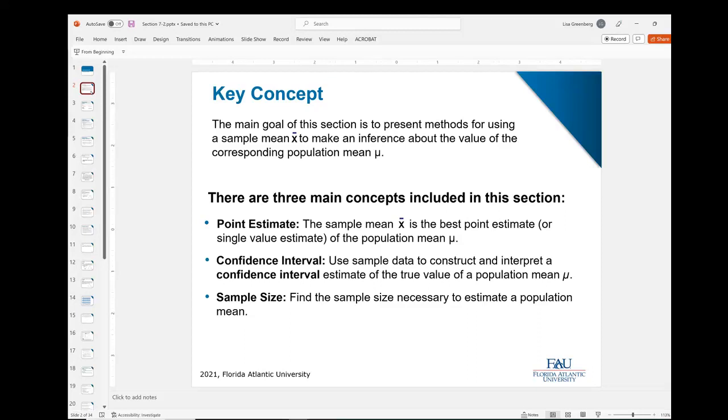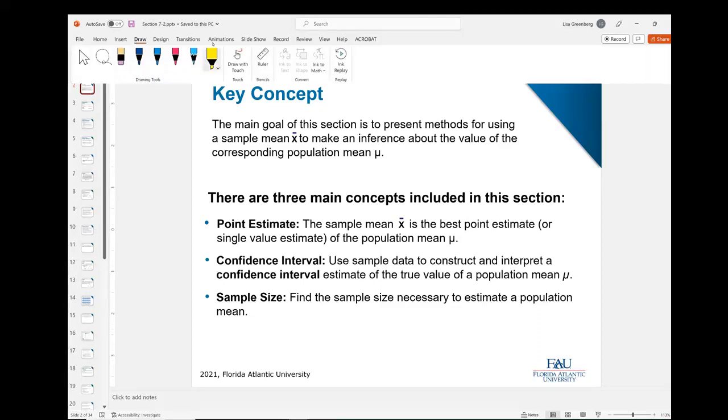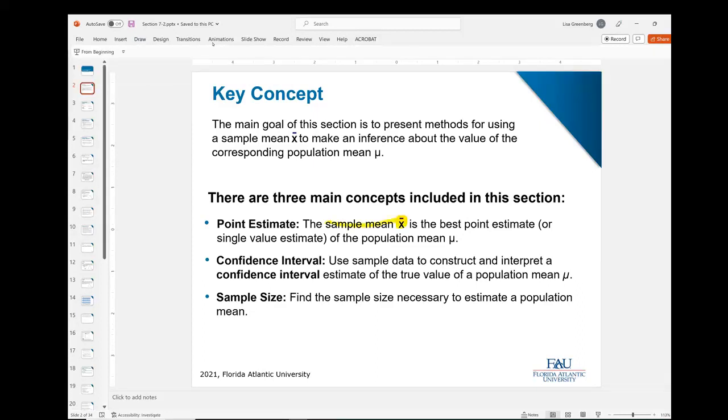The point estimate. A point estimate is always going to be the sample mean. Okay. It's the best point estimate that we have. And if they ask us for a point estimate, that's what we give.